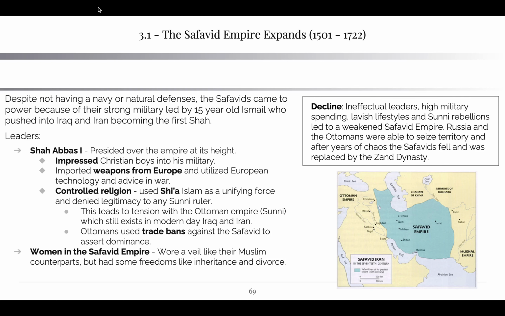Okay? And he is going to impress, that's not a positive thing, he's going to force Christian boys to fight in the military. They also give women more freedom than any other gunpowder empire. It's not a ton more freedom, but it's more freedom. What do you got? Specifically Christian boys, because they didn't want to kill Muslim boys. Because think about it, if you're Islamic, do you want Islamic kids to die?